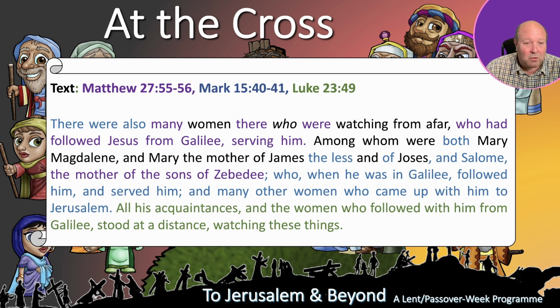And then you notice that all his acquaintances and the women who followed with him from Galilee stood at a distance watching these things. That little word acquaintances is really interesting because, of course, when the Gospels mean apostles, they say apostles. When they mean disciples, they say disciples. And here it doesn't have either of them. There's just John.